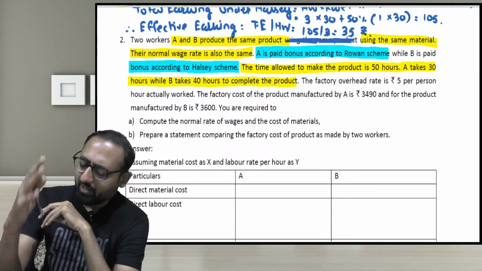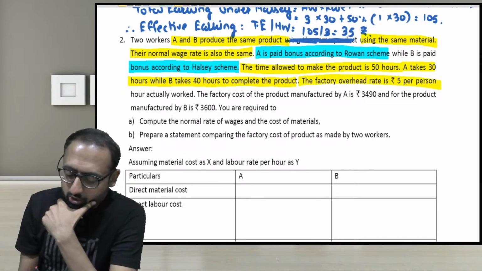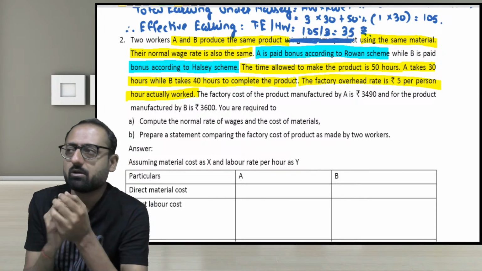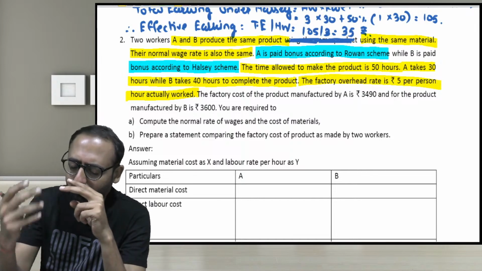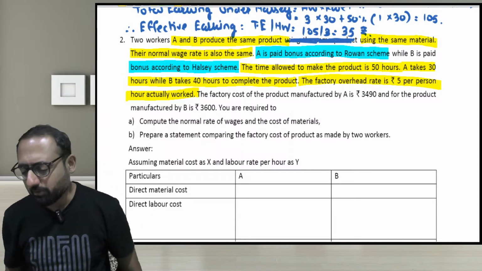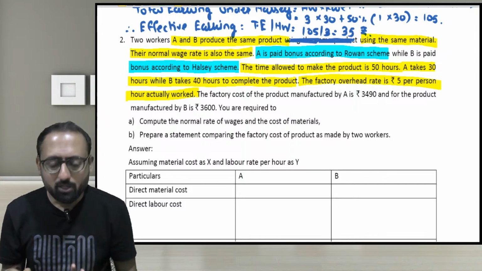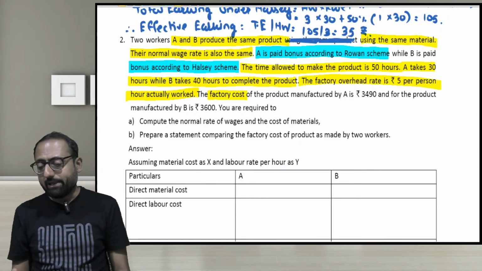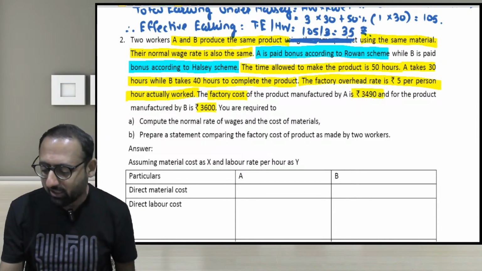The factory overhead rate is 5 rupees per hour actually worked. You are paying the overhead at 5 rupees per hour. So if the worker works for 10 hours, overhead will be 10 into 5. If the worker works for 20 hours, overhead will be 20 into 5. The factory cost of the product manufactured by A and B is given as 3490 and 3600.